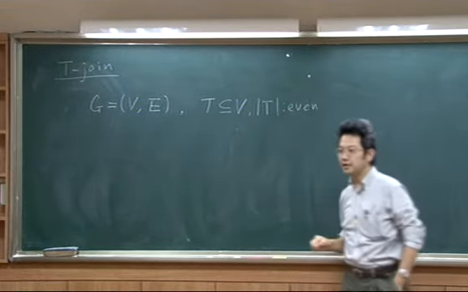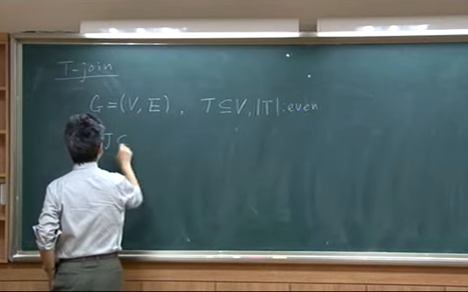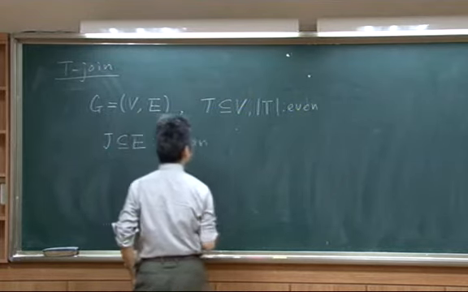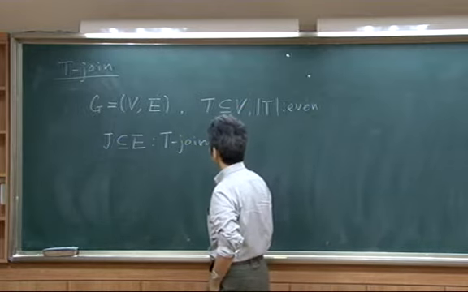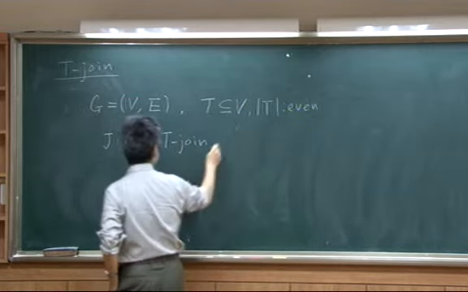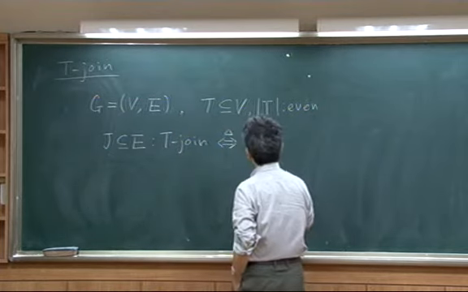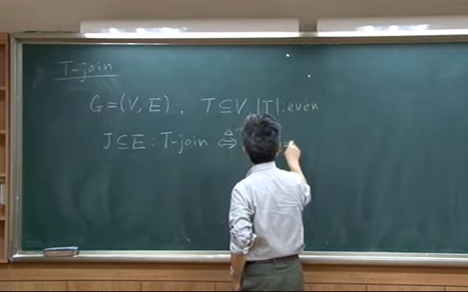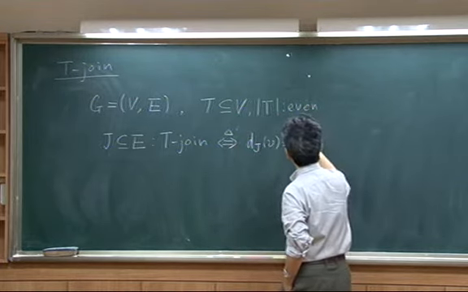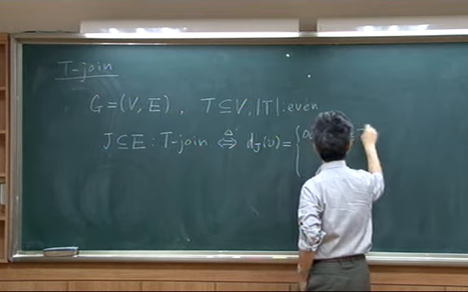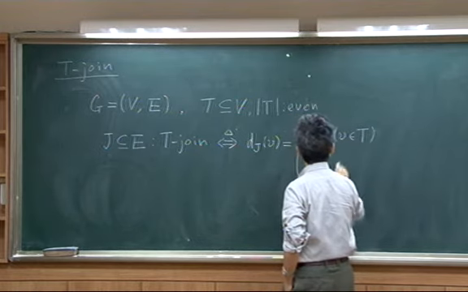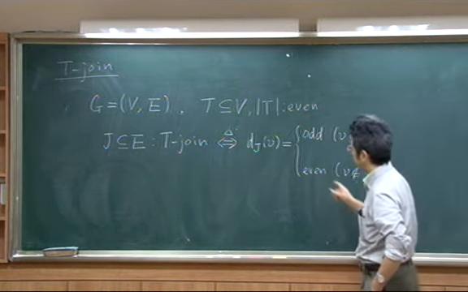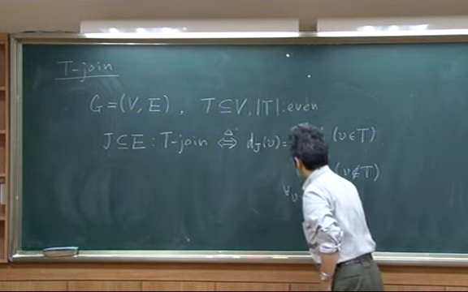Now, an edge subset J is said to be a T-join if the degree of J at v is odd if v is in T, and even if v is not in T. For every vertex v.